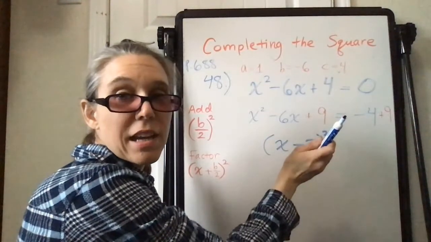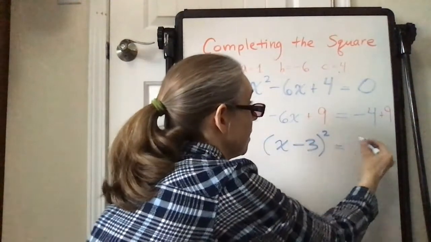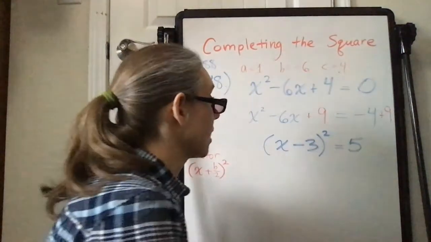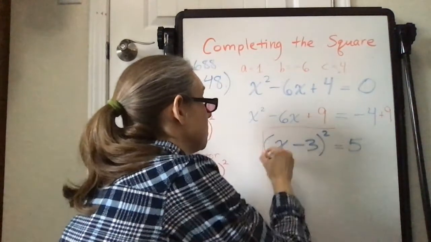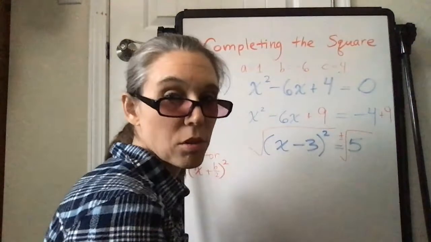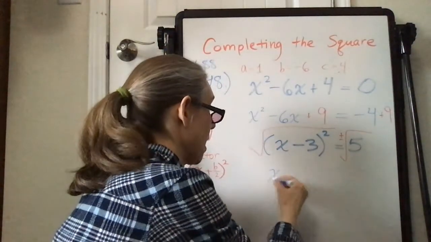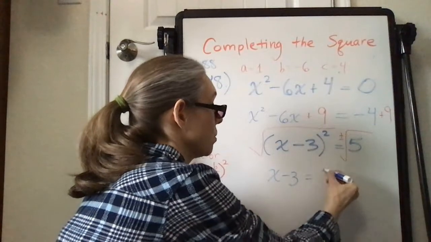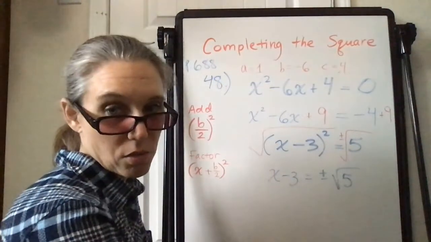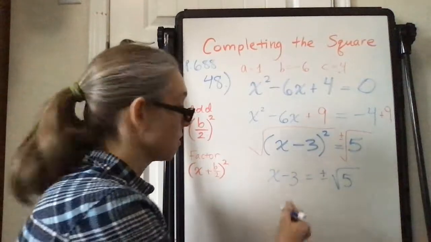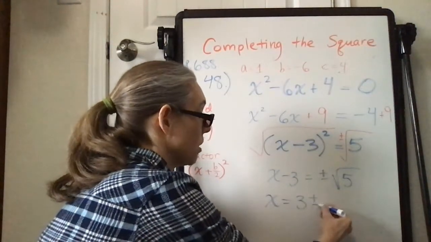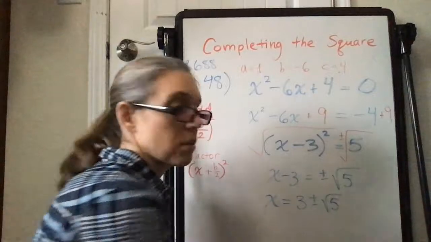On the right-hand side, negative 4 plus 9 is 5. Now we take the square root of both sides. And the result, x minus 3 is equal to plus or minus the square root of 5. That's the use of the square root property. Then we add 3 to both sides. X is equal to positive 3 plus or minus the square root of 5.